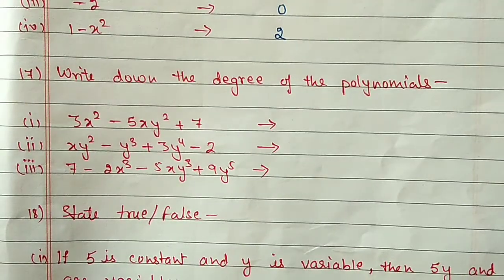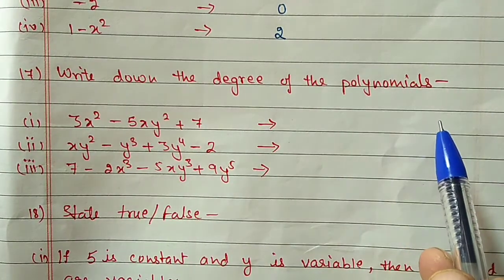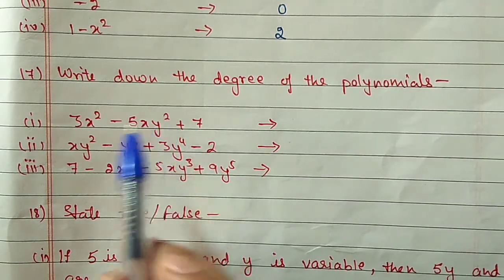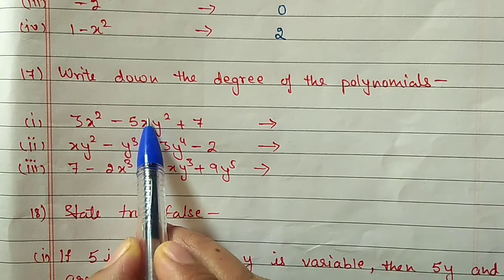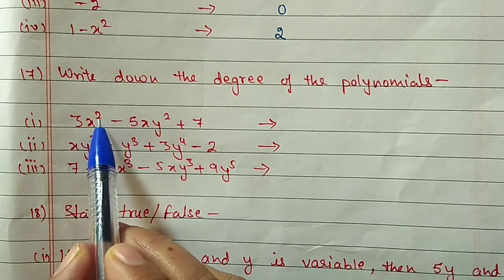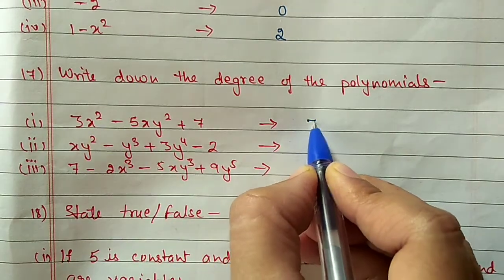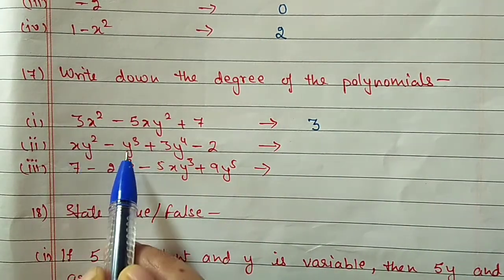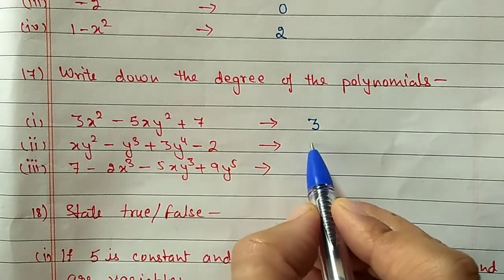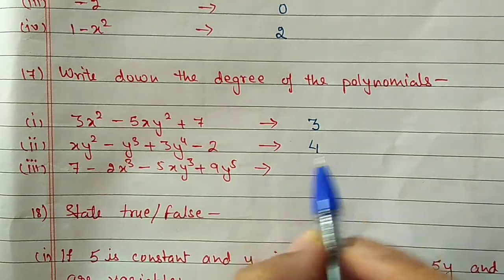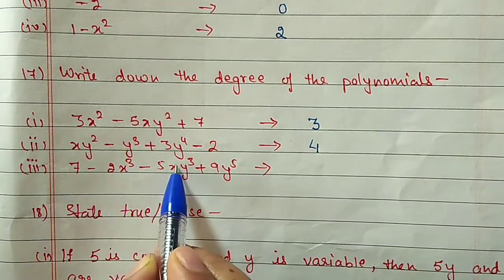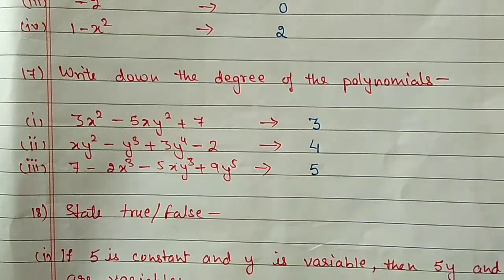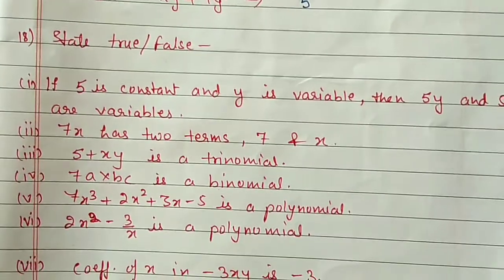Question 17 is also the same type, write down the degree of the polynomial. So if you have two variables x and y, then you have to add these powers. Here the power is 2, here 1 and 2 means 3. So from 2 and 3, 3 is the maximum, it means the degree is 3. Here 1 plus 2 is 3, and here 4. 4 is the maximum, degree 4. In this one, 3, here 1 plus 3 is 4, and here 5. So the degree is 5.